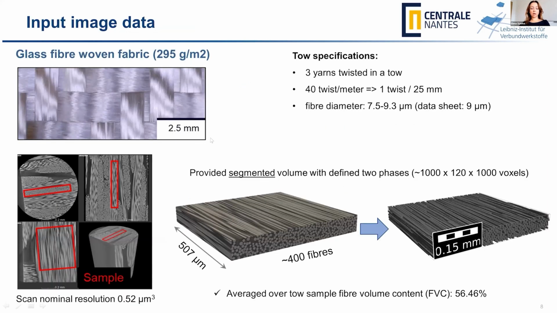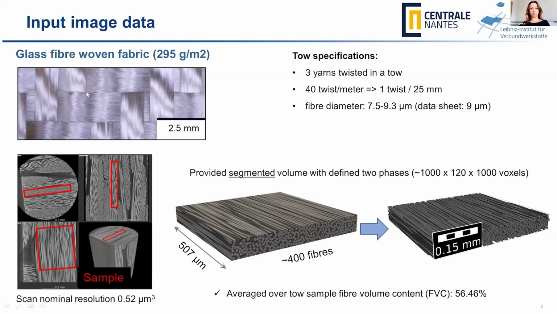So, a few words about the material itself. At the micro scale, what does it represent? It's actually each tow is composed of 3 yarns twisted together. It's a very slight twist, 40 twists per meter, which means 1 twist every 25 millimeters. However, you will see afterwards it's not negligible for the permeability. And we saw that the fiber diameter varied.